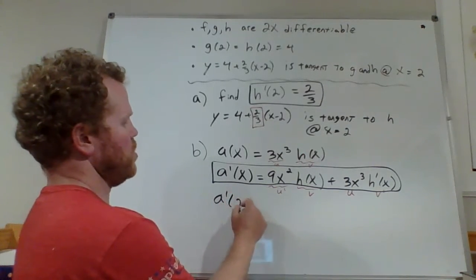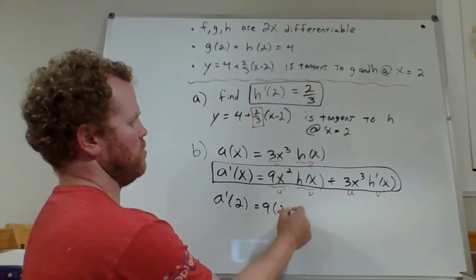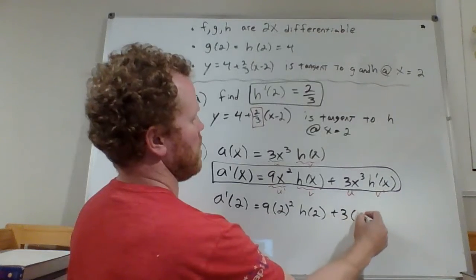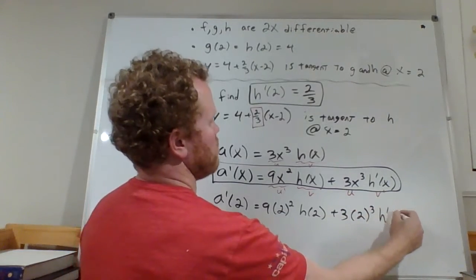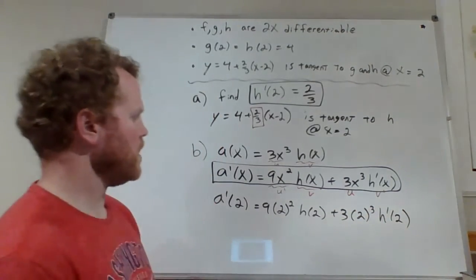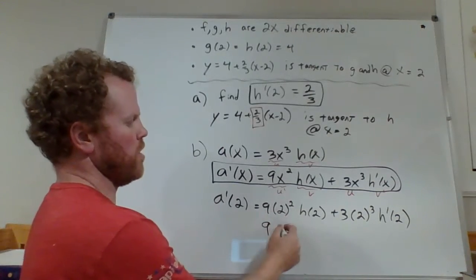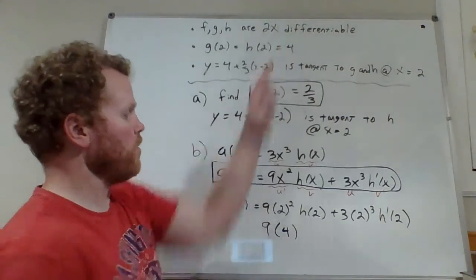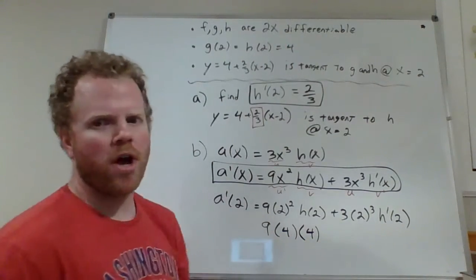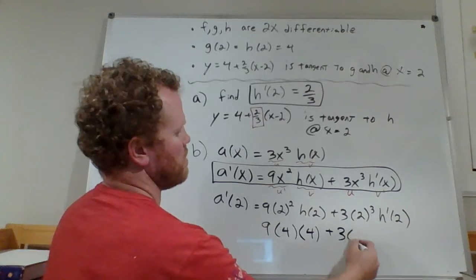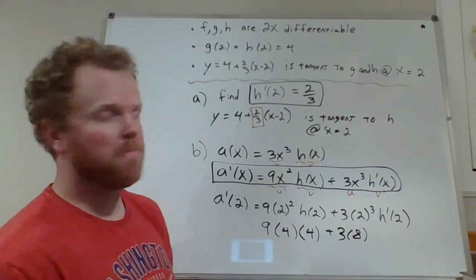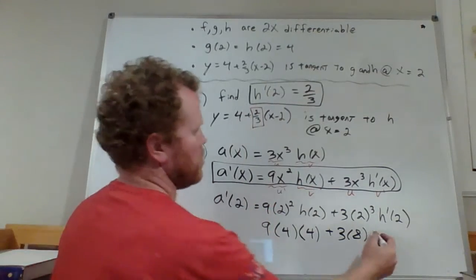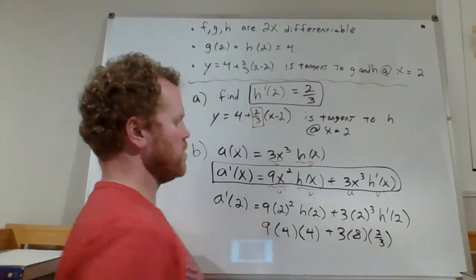So a prime of 2 should be 9 times 2 squared times h of 2 plus 3 times 2 cubed times h prime of 2. 9 is 9, 2 squared is 4, and h of 2, they told you at the top of this problem, is 4. So throw down a 4, plus 3 times 8. h prime of 2 is our answer from part A. So that's just a 2/3. Sort of works out nice.